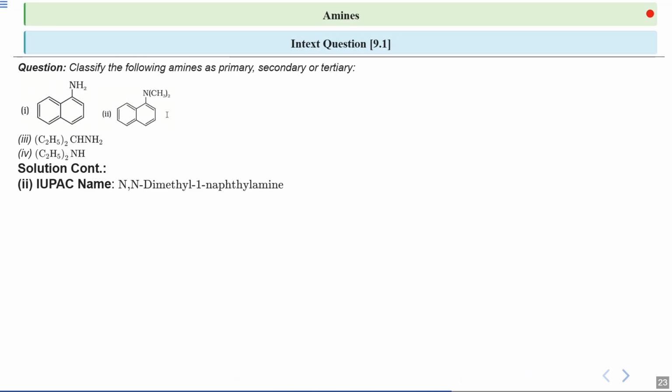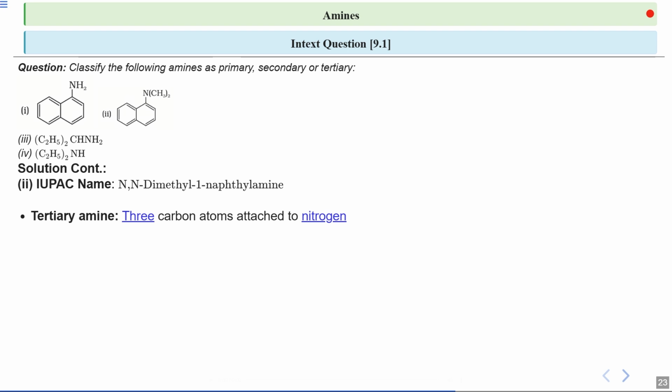If you look at the IUPAC name of this compound, it is N,N-dimethyl 1-naphthylamine. So if you'll see, two methyl groups are directly attached to this nitrogen. So they are designated as N substituents. So it will be N,N-dimethyl 1-naphthylamine. Okay. And what is it? Is it primary, secondary, or tertiary? It is a tertiary amine.